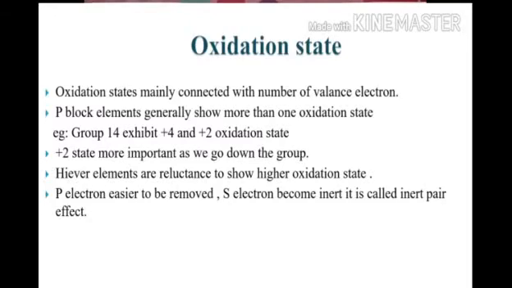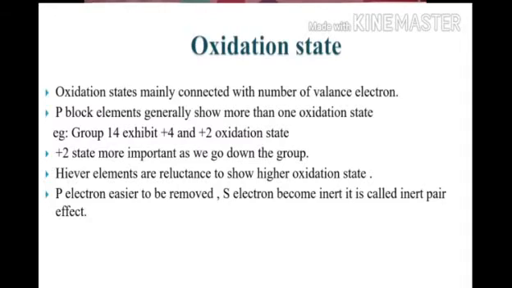The +4 state is more important in the first two elements, that is carbon and silicon, and the +2 state becomes more stable as we go down the group. Thus the last two elements, tin and lead, are more stable in the +2 oxidation state than the +4 oxidation state. Here we can see that the heavier elements in the group prefer to show the lower oxidation state.